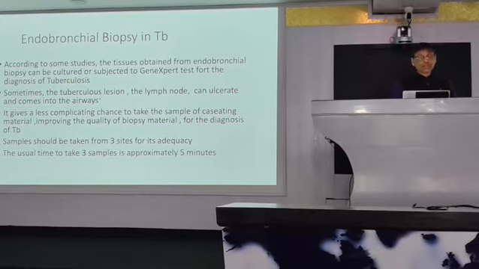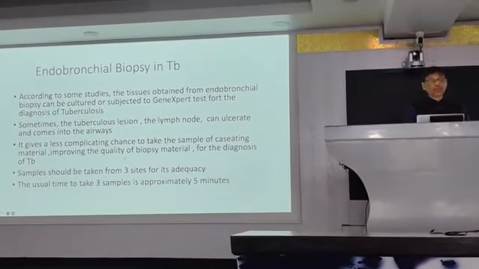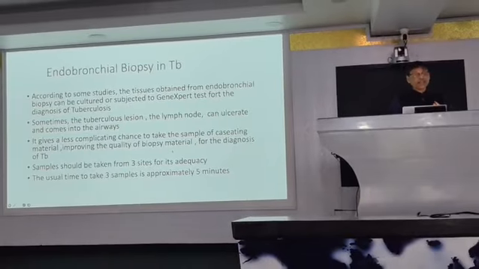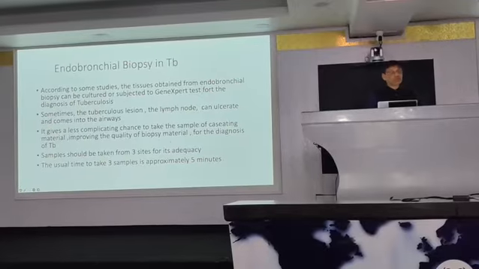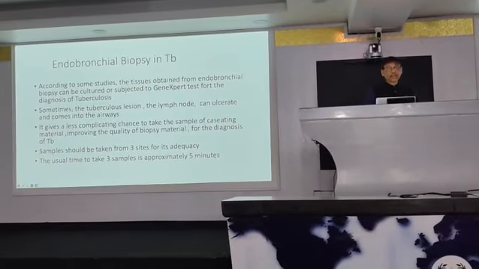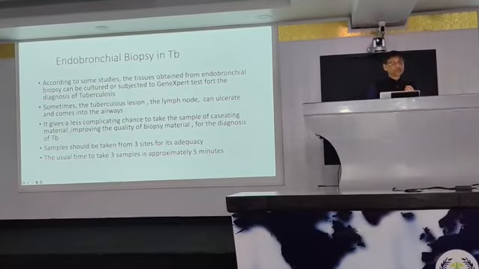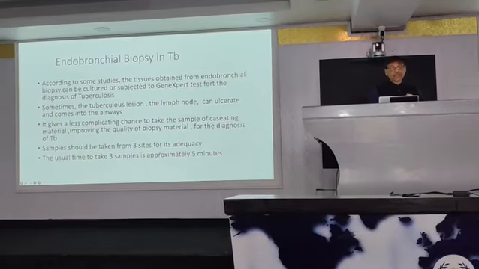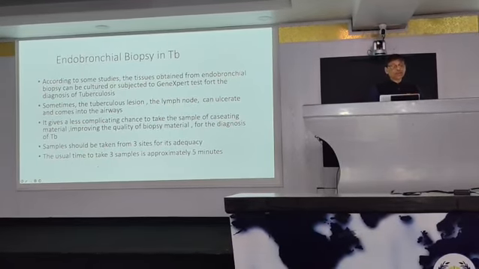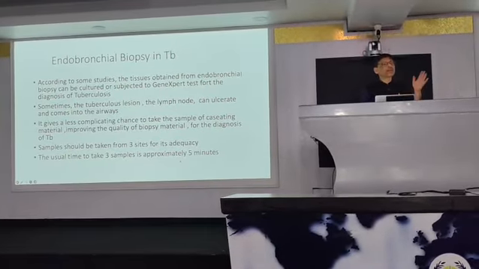Sometimes the tuberculosis lesion, the lymph node, can ulcerate and come into the airways. It gives a less complicated chance to take a sample of caseating material, improving the quality of biopsy material for the diagnosis of tuberculosis. Yesterday I had shown you a few pictures of endobronchial tuberculosis, so we can take a sample of this. Samples should be taken from 3 sites for adequacy. The usual time to take 3 samples is approximately 5 minutes.